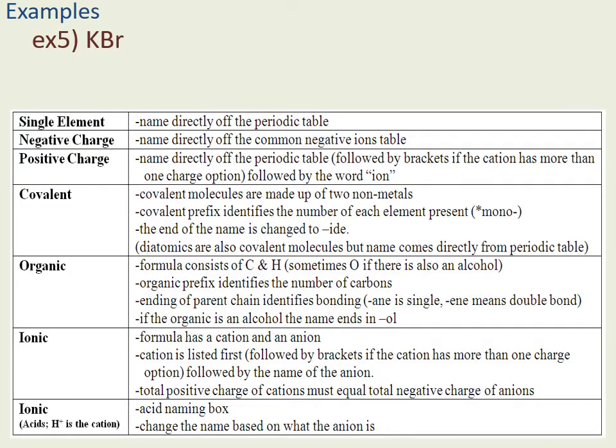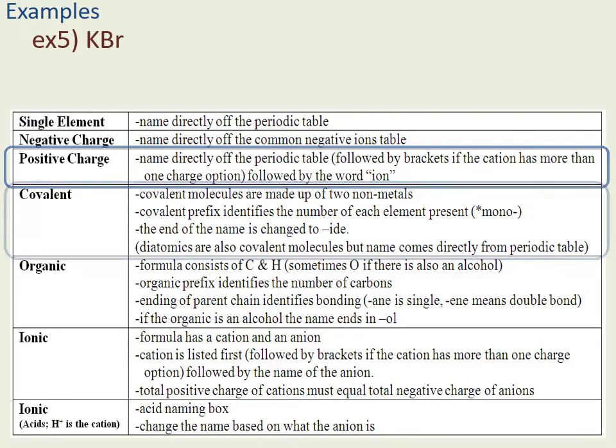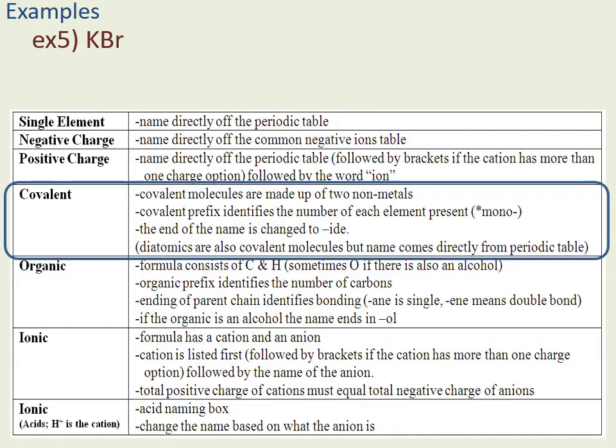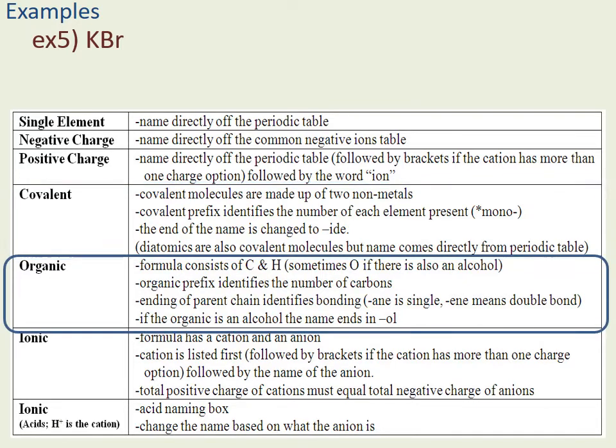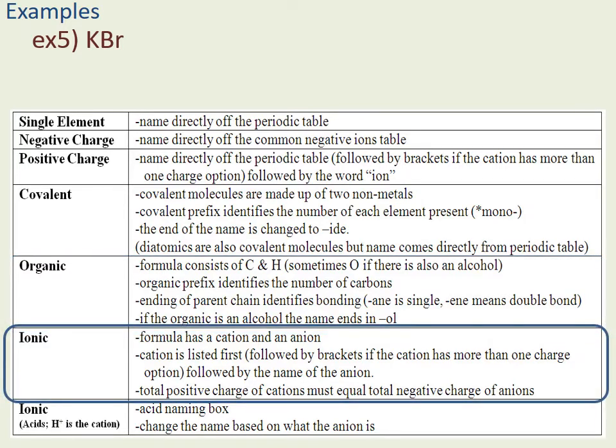Example 5, KBr. I don't have an element all by itself. There's not a negative, nor is there a positive charge. It is not made of two nonmetals. There are two elements there, but potassium is a metal. It's not organic because I don't have carbon. Ionic, is it made of a cation and an anion?